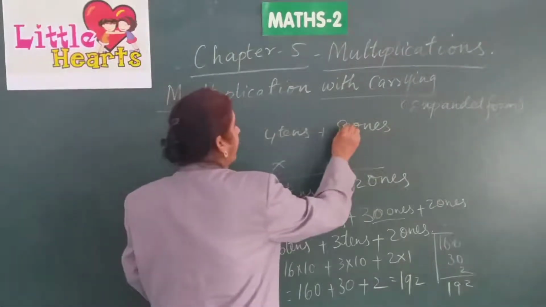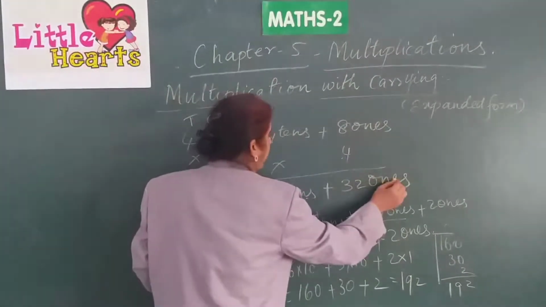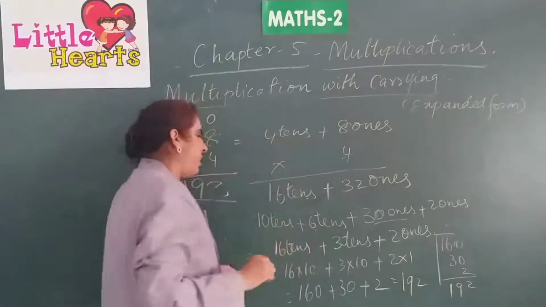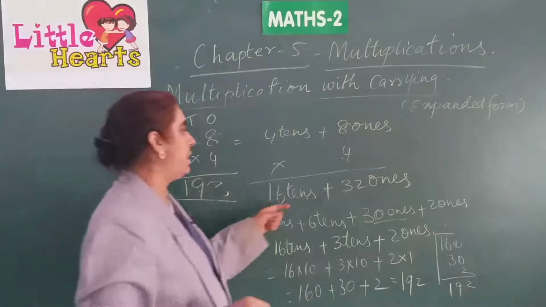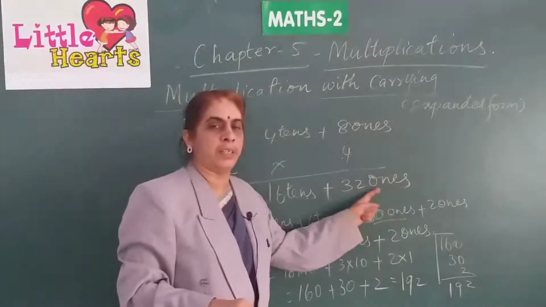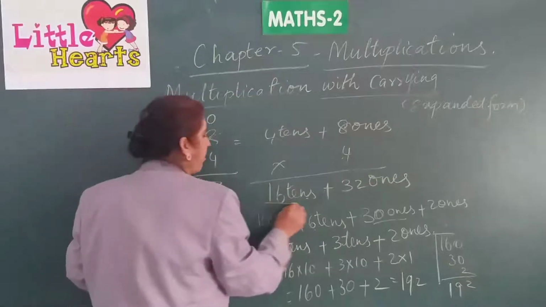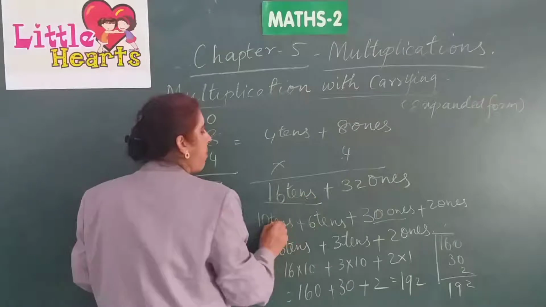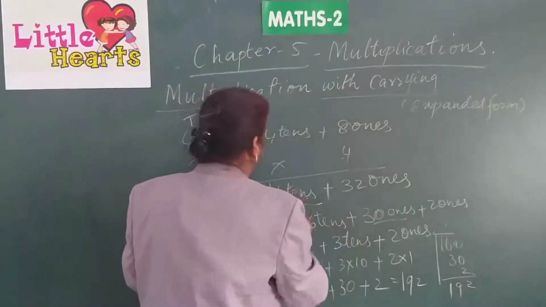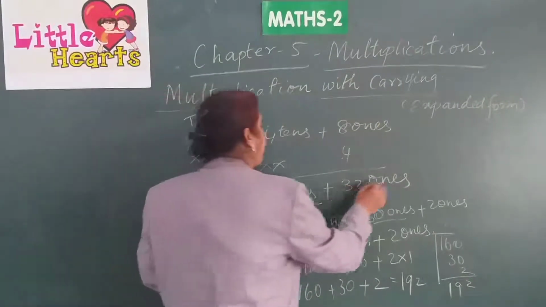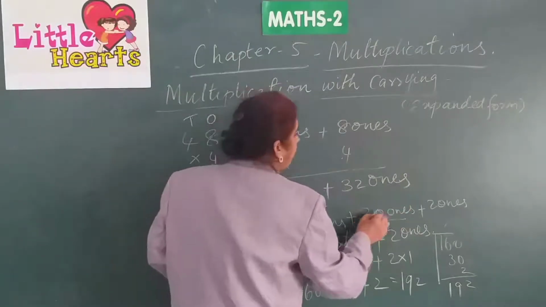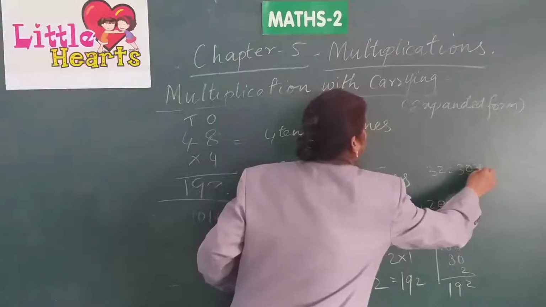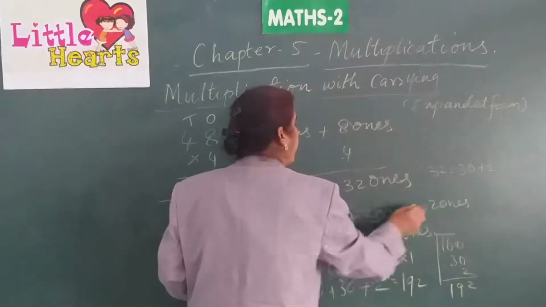4 eights are 32. 32 ones plus 4 fours are 16. 16 tens. 16 tens plus 32 ones. 16 can be written as 10 plus 6. So 10 tens plus 6 tens. 16 tens. Next, 32 ones can be written as 30 ones plus 2 ones. 32 can be written as 30 plus 2. So 30 ones plus 2 ones.